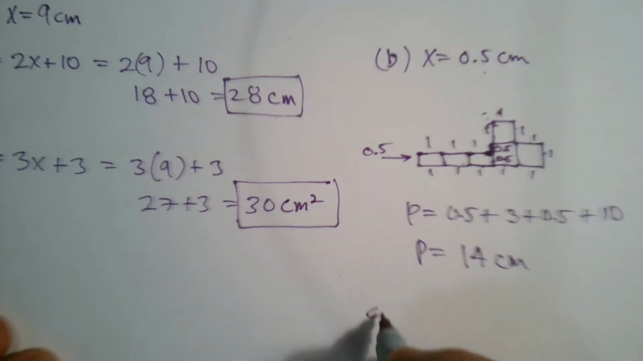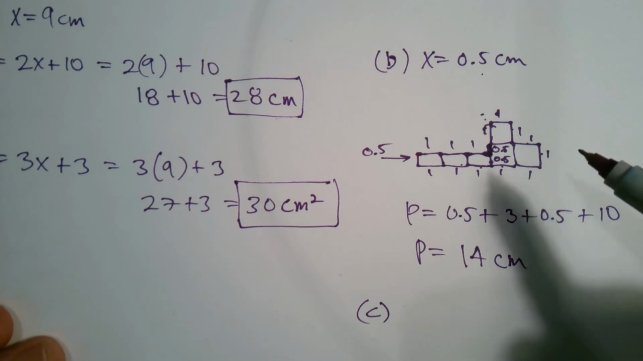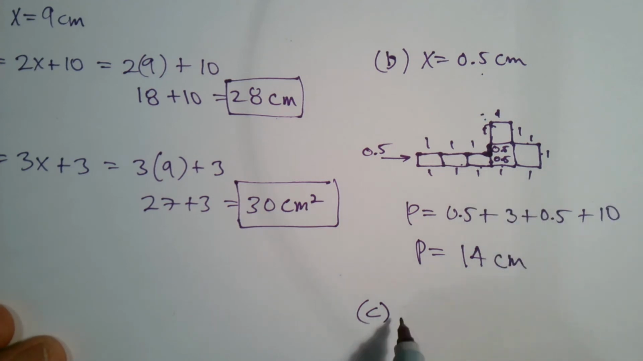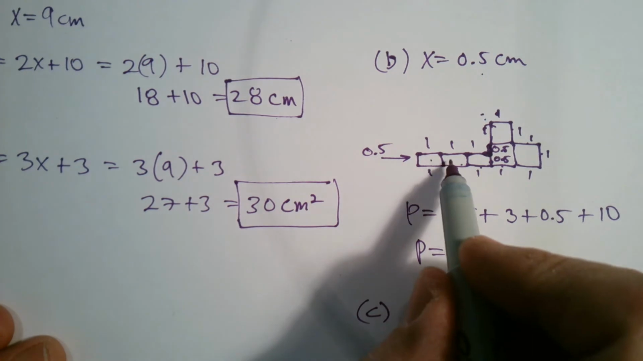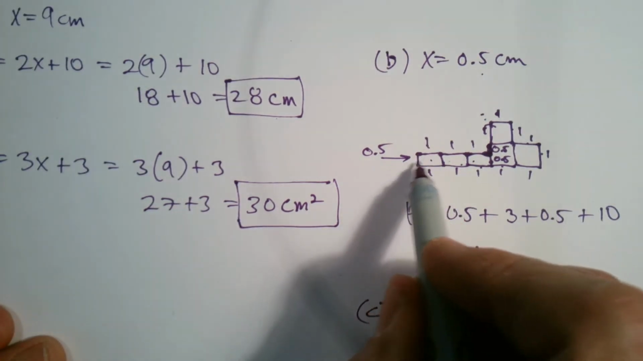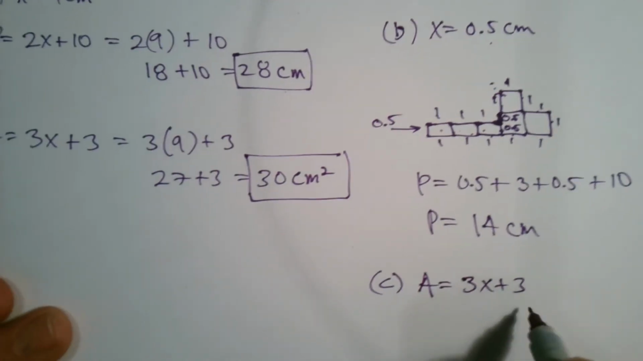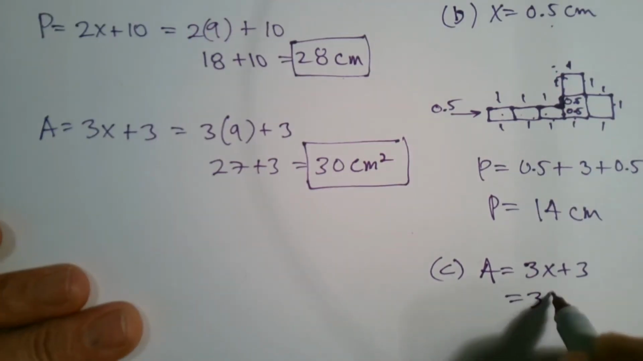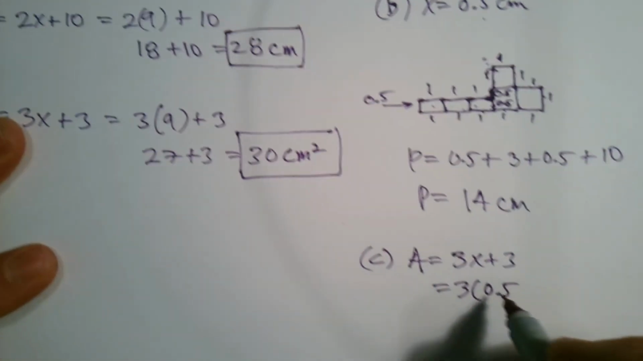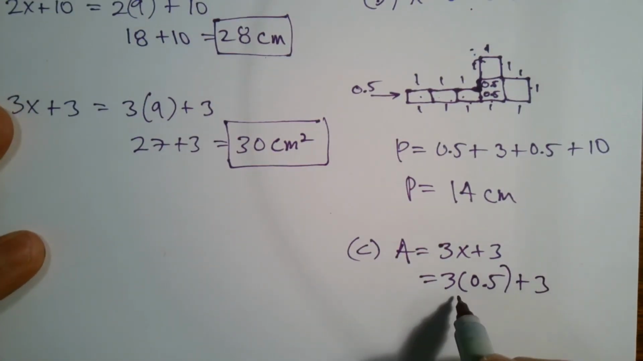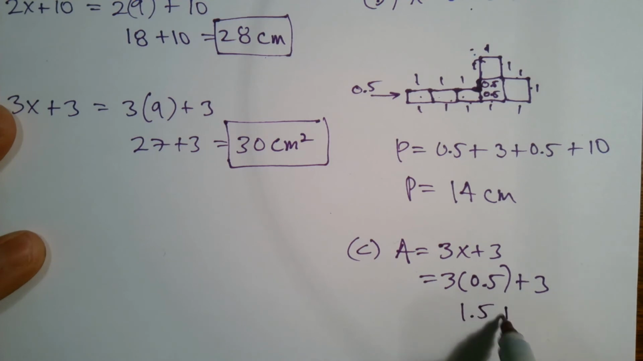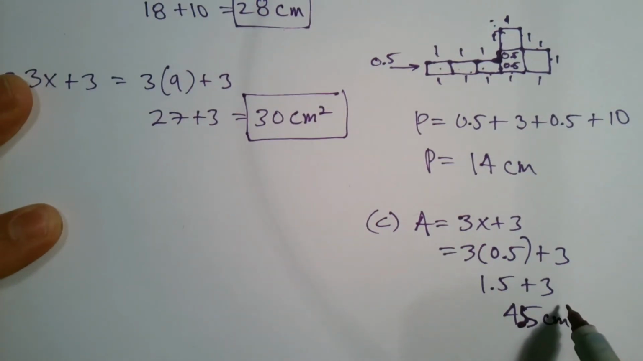All right. And then my area expression would still work. My area expression, these are still considered x, right? If you think about it, 1 times 0.5 is x. So my area, I can still use 3x plus 3. And so I can plug in 3 times 0.5 plus 3. So 3 times 0.5 is 1.5 plus 3 gives me 4.5. 4.5 centimeters squared for area.